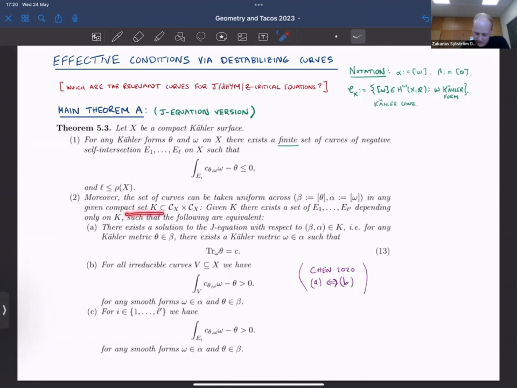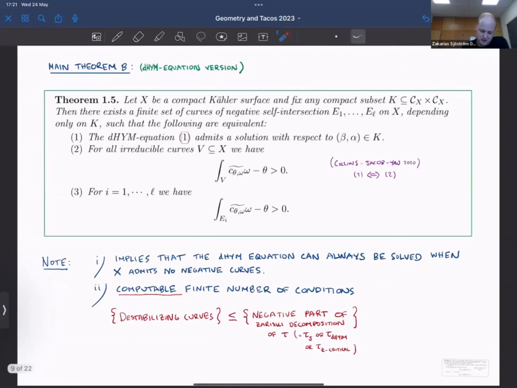For any given compact set inside the Kähler cone C_X, the set of classes bracket omega represented by a Kähler form, so for any compact set of initial data, there exists a set of curves depending only on K, such that the following are equivalent. The same statement holds, but I write out here a summary of what was known and what we add. Chen already showed that the existence of a solution is equivalent to testing this kind of condition over all irreducible curves. We then say that there is this global-in-K set of curves such that it's always enough to integrate these forms against this finite set of curves to test stability.